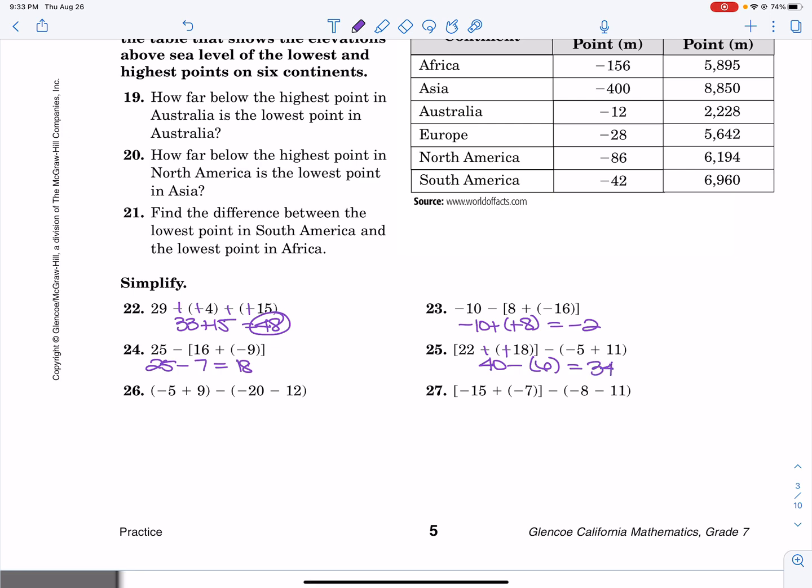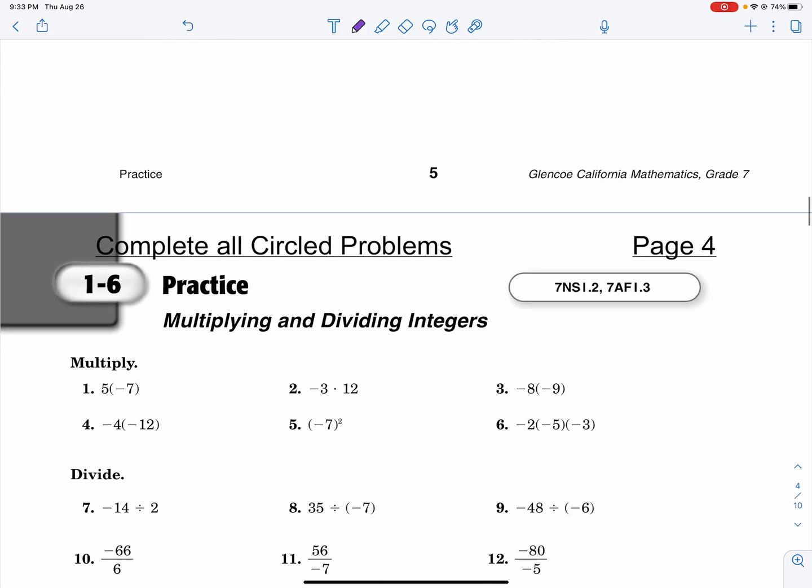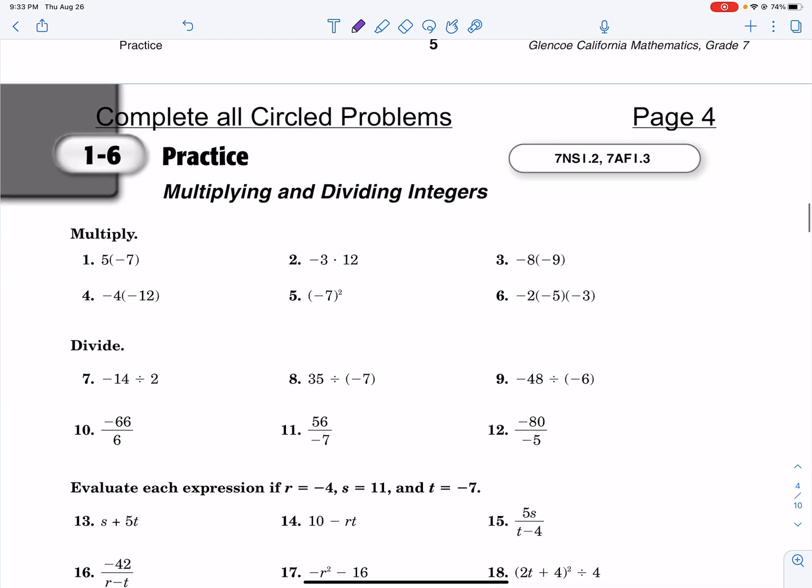Okay. All right, we're going to keep going, multiplying. 5 times -7 gives me -35. -3 times 12 is a -36. -8 times a -9 is a positive 72 because two negatives make a positive. -4 times 12 is a positive 48. -7, the quantity squared. I'm taking that -7 and then I'm squaring it. The square is on the outside, so this gives me a positive 49.